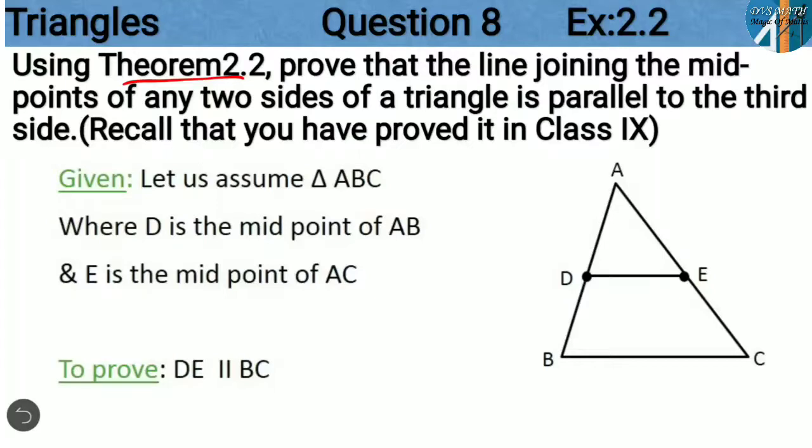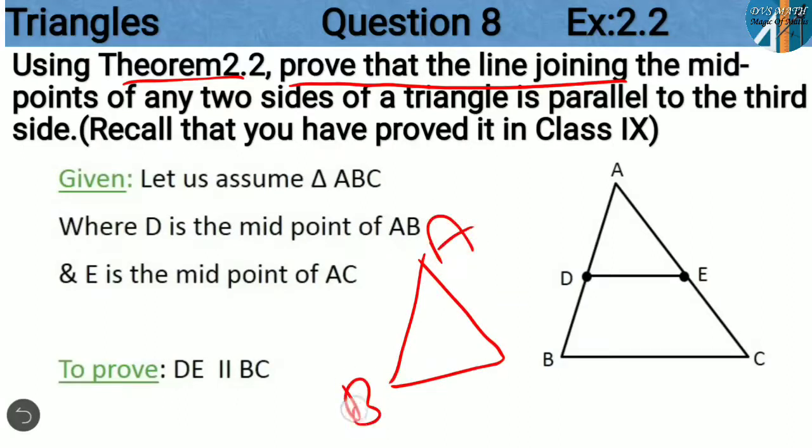What they are saying is: prove that the line joining the midpoints of any two sides of a triangle is parallel to the third side. Let me explain the question. Consider a triangle ABC. Consider a midpoint D on AB, and another midpoint E on AC. If we join these two points, we get a line. We have to prove that this DE is parallel to BC, which is nothing but the converse of the previous problem. Clear?